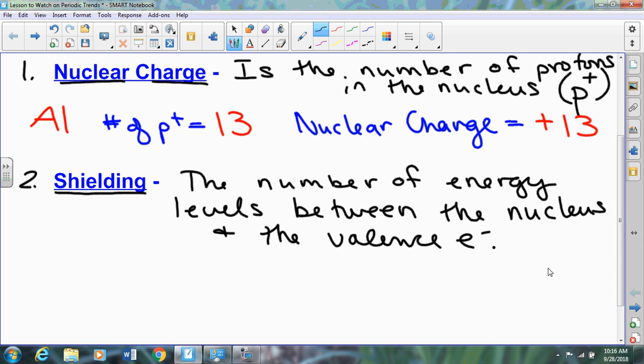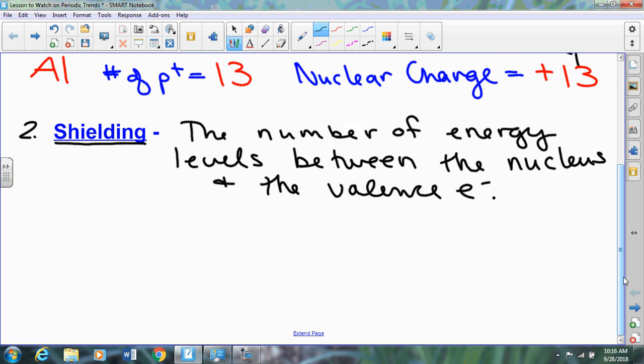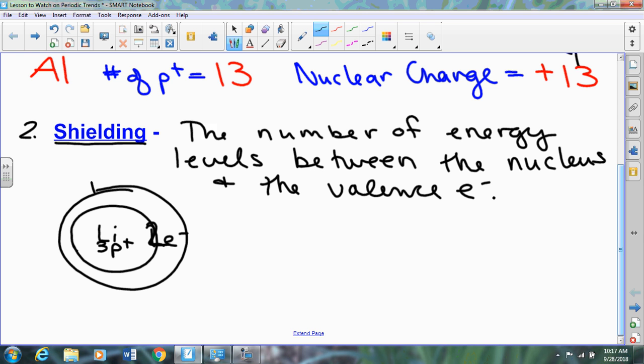So I'm going to draw a picture of this and give you a couple of examples. The first example is lithium. If you have a periodic table in front of you, you'll notice it has 3 protons. We know that the first energy level would have 2 electrons. We need to place the third electron, and that of course would go into the second energy level. This would be an example of a low amount of shielding.